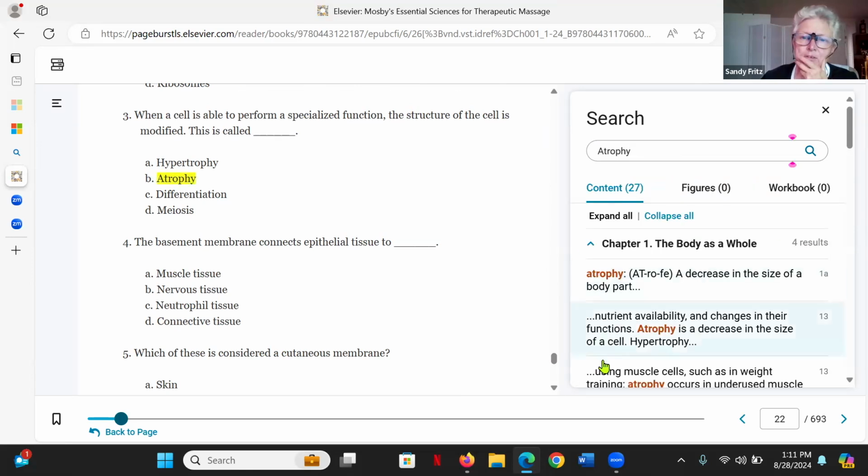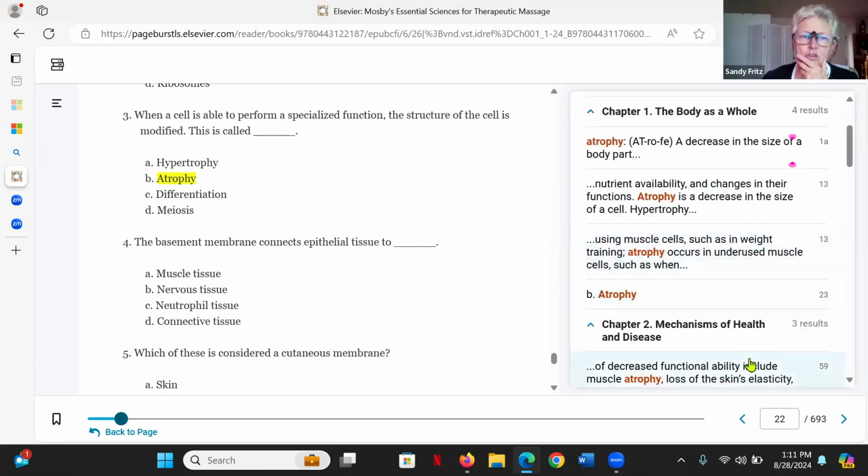And it's going to take me to all the places that term is used. So the definition right here is a decrease in the size of a body part. Okay, I get it. I might want to know more about what happens with muscle cells, so I can click on this and it'll take me right to that place in the textbook. That's really helpful. If you don't know what one of these words means, that's a very easy way for you to look it up in the book.